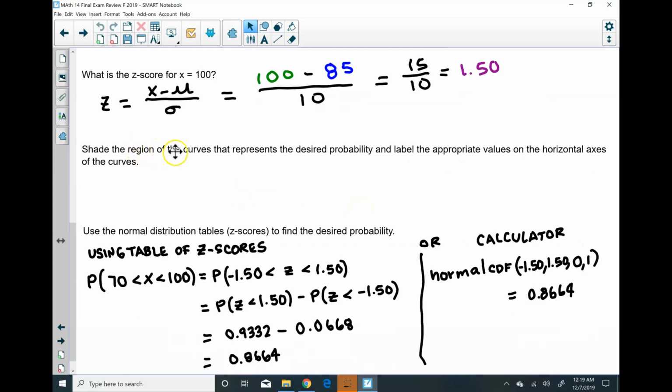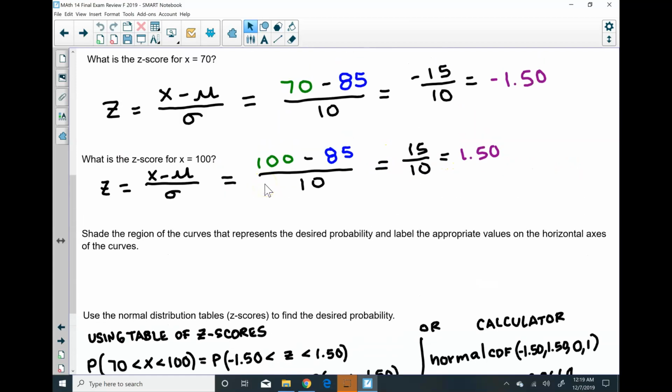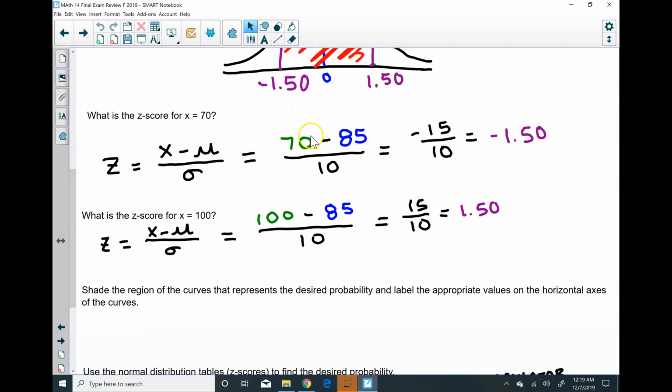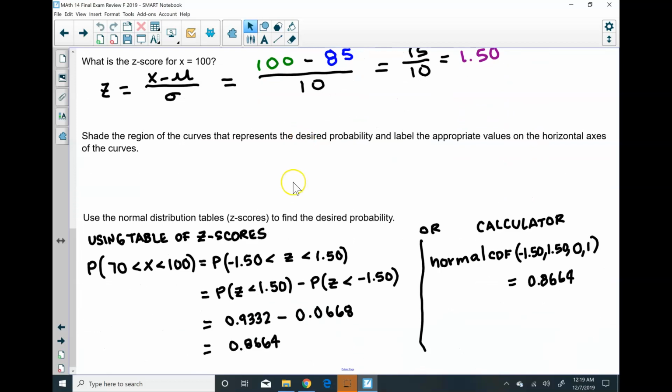Now it says shade the region of the curve that represents the desired probability and label the appropriate values on the horizontal axis in the curves, and that's exactly what we did. The last part of this question is asking us to use the normal distribution tables, the z-scores, to find the desired probability. Another way of doing that is the calculator version, so I've shown you 2 different versions here.